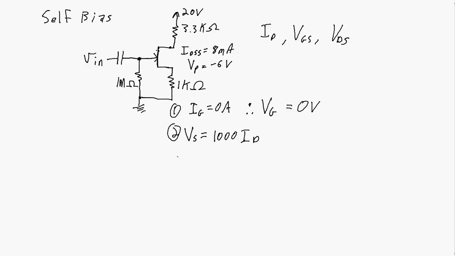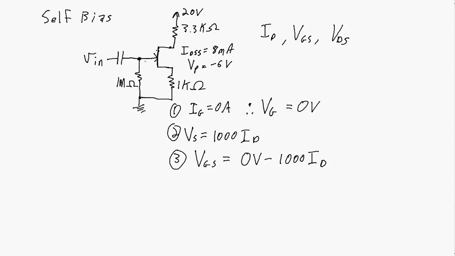And so, let me number these things. 2 things we know. The third thing we can figure out from here, gate source voltage. The gate source voltage is equal to the gate voltage, which is 0 volts, minus the source voltage, which is minus 1000 ID. So we've got one equation set up here.